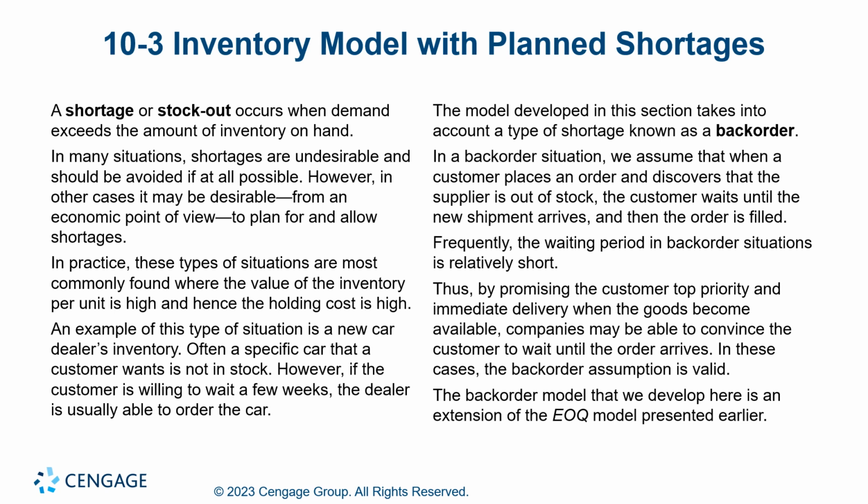In a back order situation, we assume that when a customer places an order and discovers that the supplier is out of stock, the customer waits until the new shipment arrives, and then the order is filled. Frequently, the waiting period in back order situations is relatively short, and therefore by promising the customer top priority and immediate delivery when the goods become available, a company may be able to convince the customer to wait until the order arrives. In these cases, the back order assumption is valid.